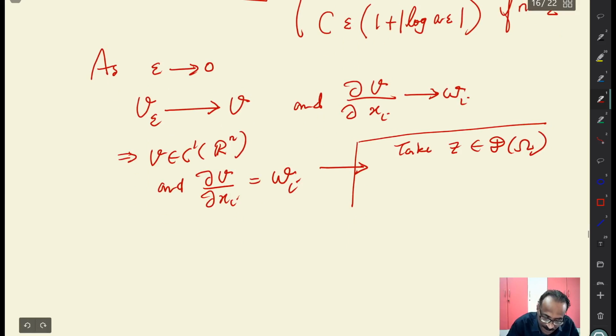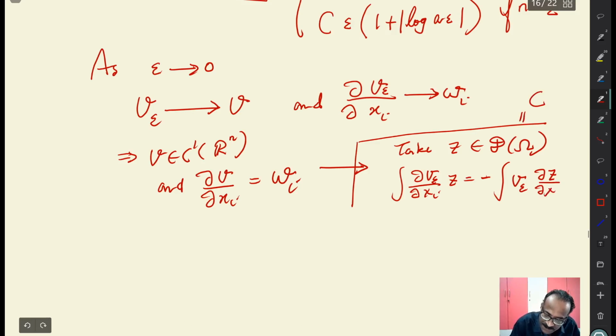You take z in one thing and then you compute your dv epsilon by dxi z. By integration, z is compactly supported, so this will be minus v epsilon dz by dxi, because this is a D omega function. So you have a once continuously differentiable, compactly supported function in omega. Even one will do.